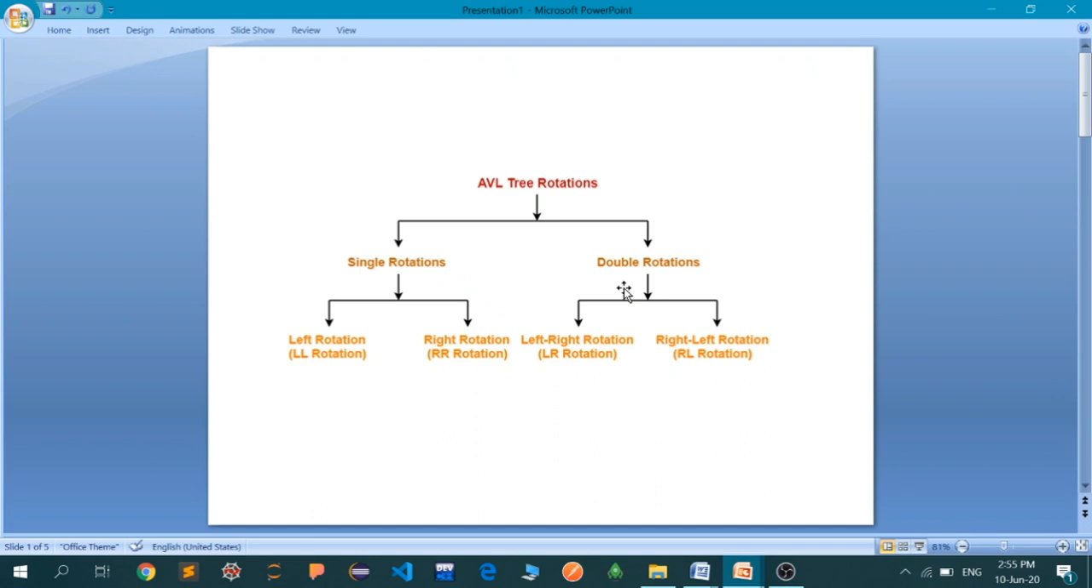Now, what is left rotation? It is a type of rotation which is applicable if the inserted node is in the left subtree of node A. I have not misspelled left subtree two times or repeated myself, but the definition actually says that the inserted node is in the left subtree of node A. And in the same way, the right rotation is applicable to the cases where the inserted node is in the right subtree of node A.